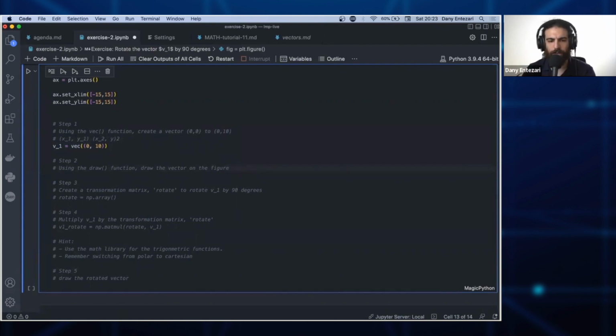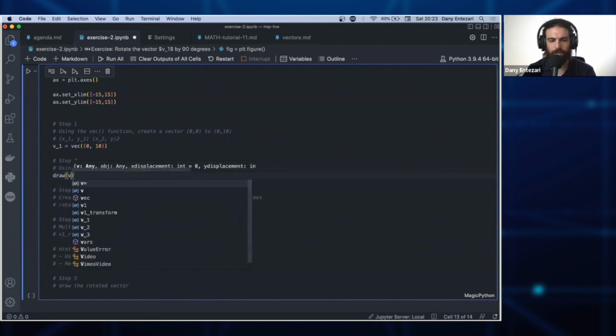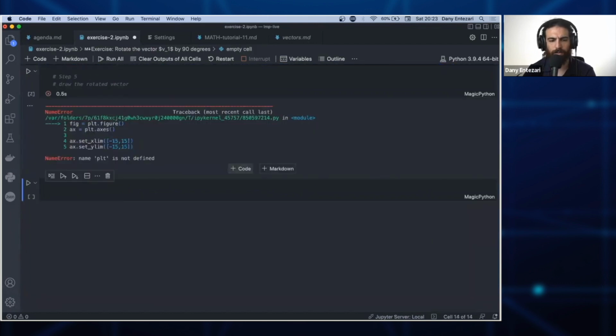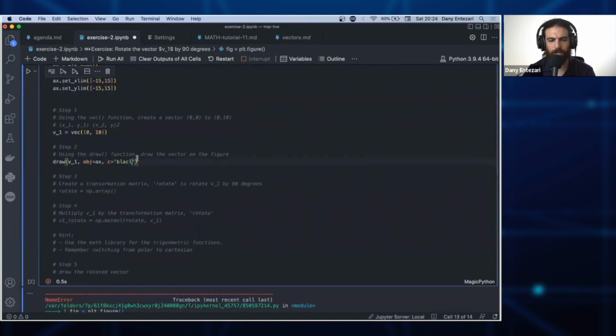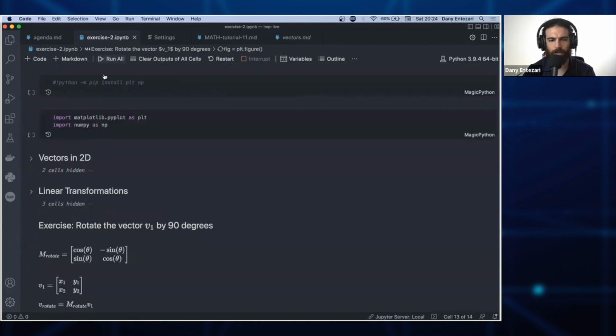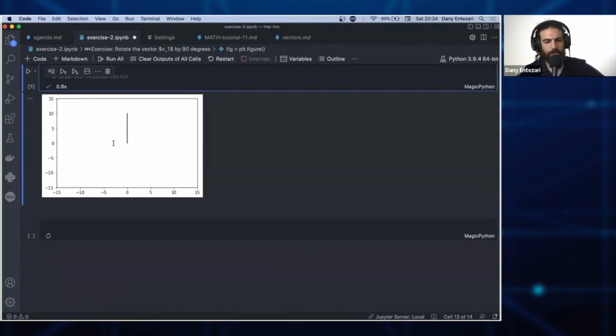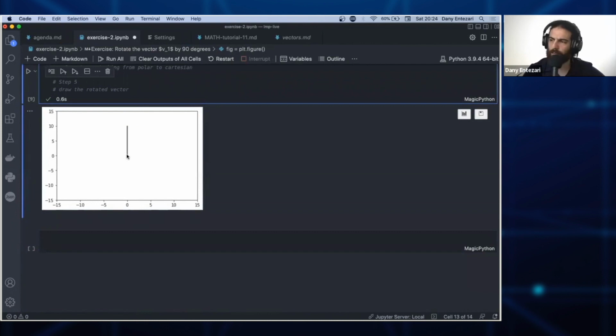Then I'm going to draw this vector. I'm going to go draw v sub 1, and I'm going to go obj equals ax. And for the color, just want to make it black because it's the reference vector. Okay, make sure the other libraries are imported. So I'm going to click on run all. And then when I scroll down, there is the line. Now I want to show you how to rotate this.